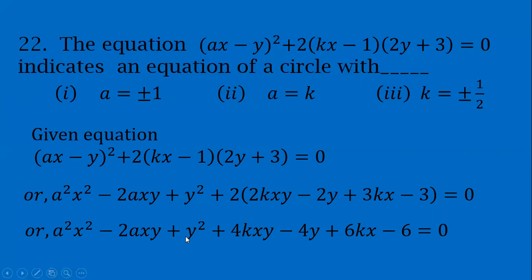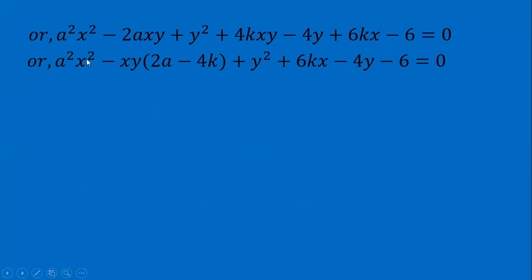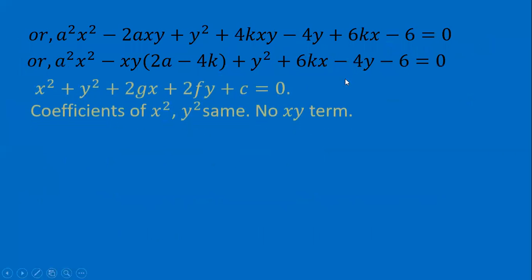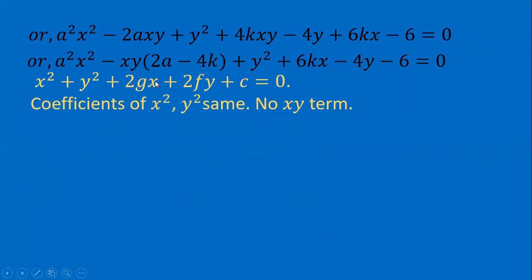Now, what do we do? We arrange the equation in this form. At first the x squared term, then the xy term, then the y squared term, then the x term, y term, and constant. Because we know this general equation of circle, what is the characteristic here? The coefficient of x square and y square must be the same. And there will be no xy term.